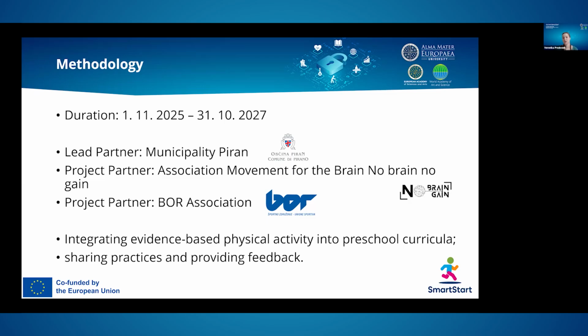Through research, preparation of program guidelines, and multiple workshops, the project will aid institutional capacity building and policy recommendations to integrate evidence-based physical activity into preschool curricula. Additionally, the project's digital platform will include an online blog tool, allowing institutions to share practices and provide feedback even after the project concludes.